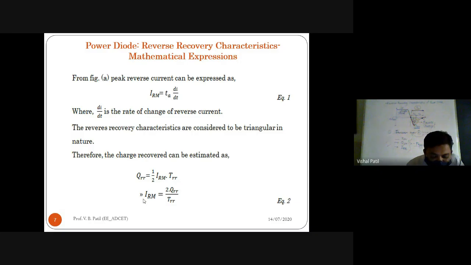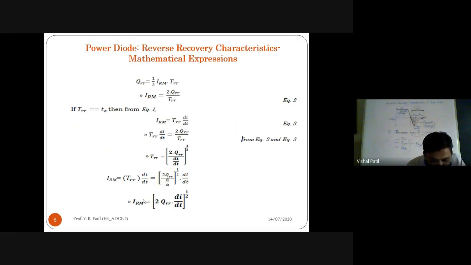And the next concept is charge recovered equals area of triangle, or area under the curve. That curve looks to be a triangle. So you can find out the area of the triangle by half base into height. On the base there is TRR time, and for the height we have the maximum value of reverse current, that is IRM. So 1 by 2 into IRM into TRR. If we rewrite the equation, we get IRM equals 2 QRR divided by TRR.